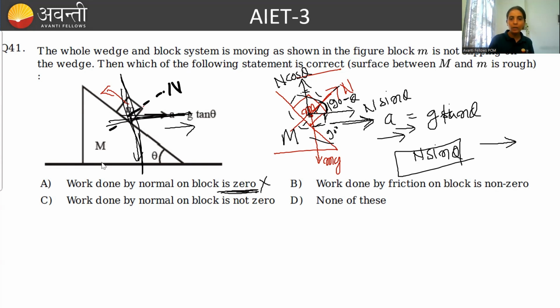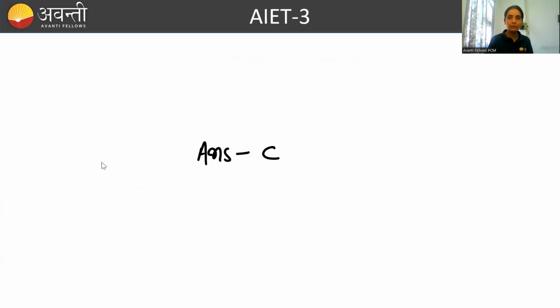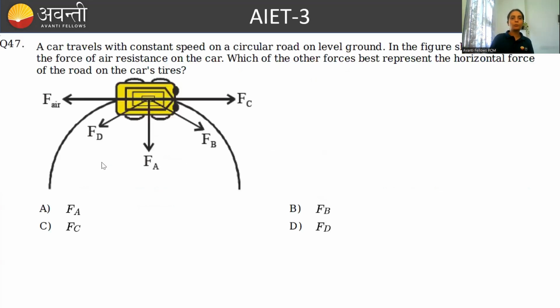This is wrong. Work done by friction on block is non-zero. Friction does not act here because this small m is not sliding on the wedge. So no friction. If there is no friction, work done will be 0. So this statement is also wrong. Work done by normal on block is not 0. This is correct. Done. So the correct option will be C. Now let's move on to the next question.